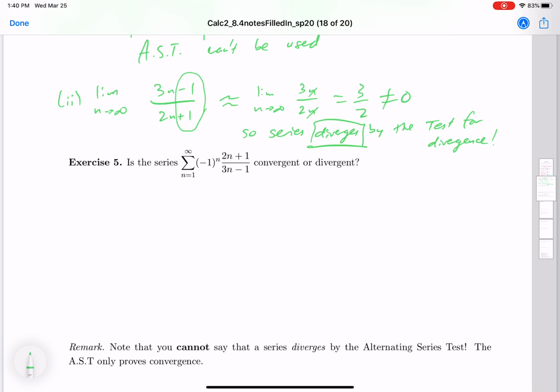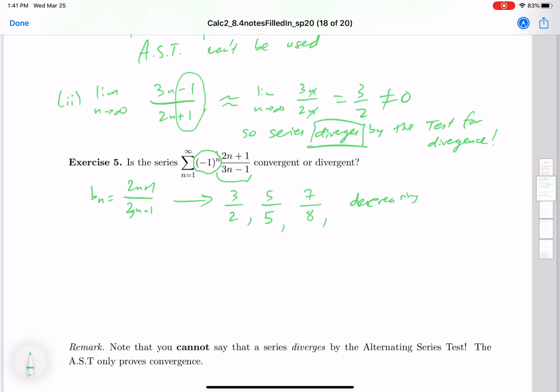Okay, here we go. Once again, definitely alternating because we got that -1 at the end. So we're just looking at our sequence b sub n here. That's 2 to the n plus 1 over 3n minus 1. If I start plugging in some terms, plug in n equals 1, and that'll be a 3 over 2. Plug in n equals 2, and I get 5 over 5. Plug in n equals 3, and I get 7 on top and 8 on the bottom. So yeah, this is decreasing. At least it looks like it's decreasing.